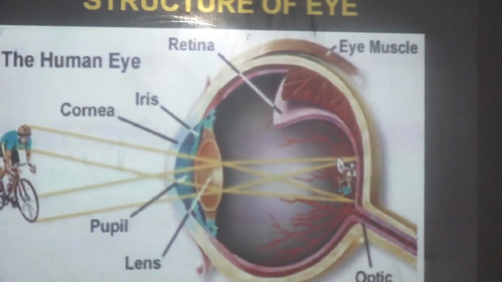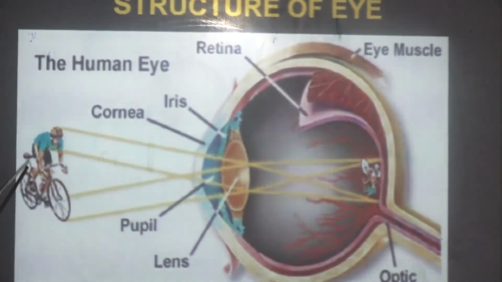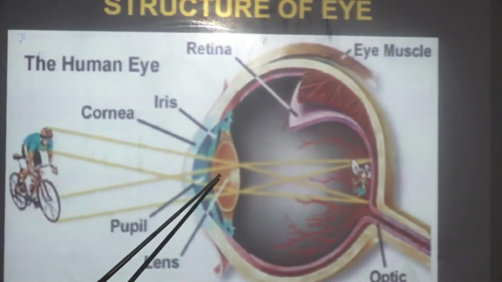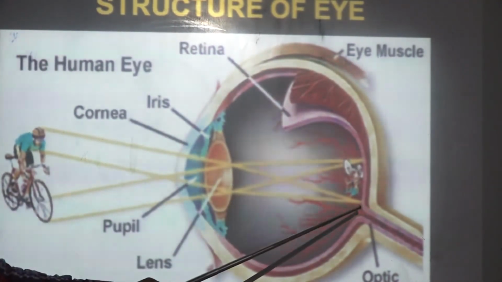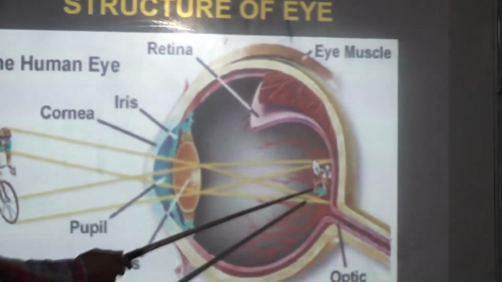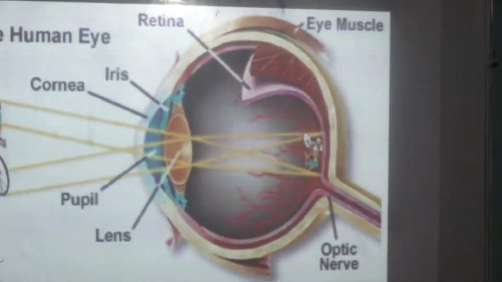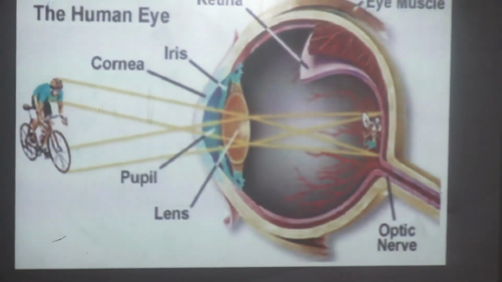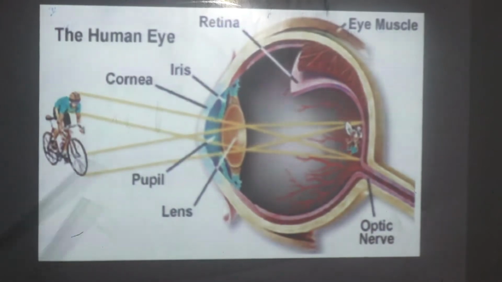Now, when we want to see an object with our eye, the image of this object will be formed through this eye lens on the retina. So retina acts as a screen. Now the signals from this retina will be carried to the brain by the optic nerve. Now this is the eye lens, and the eye lens is a double convex lens.